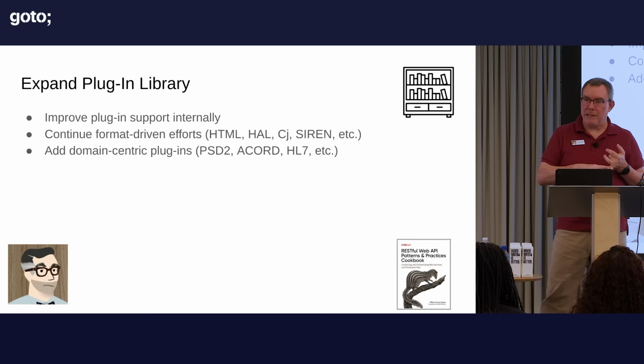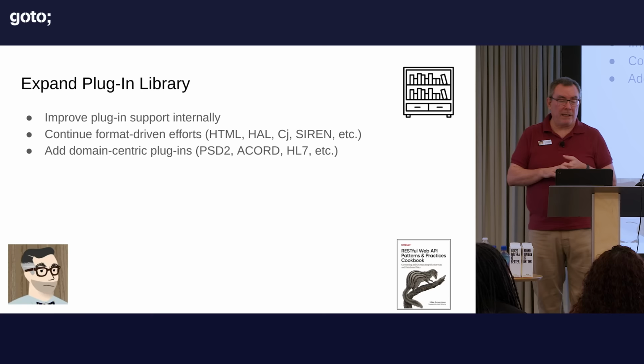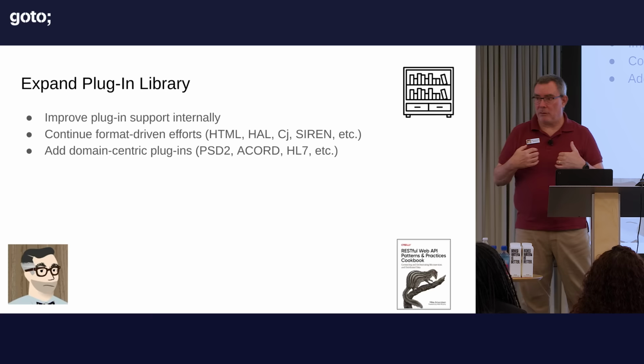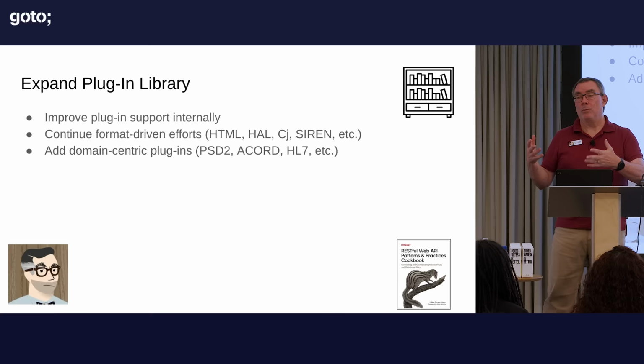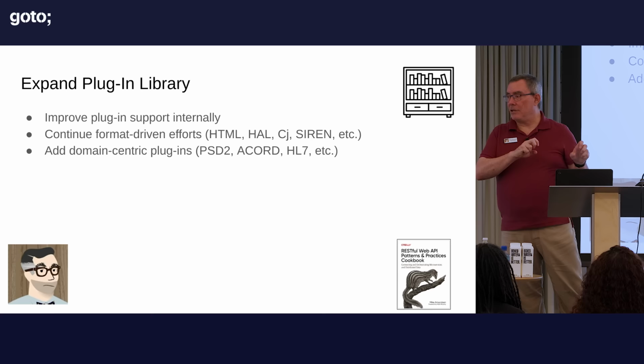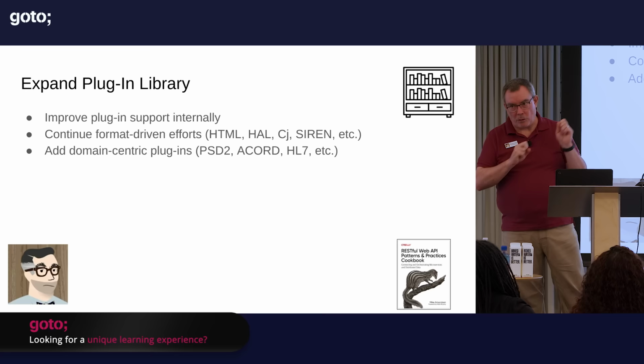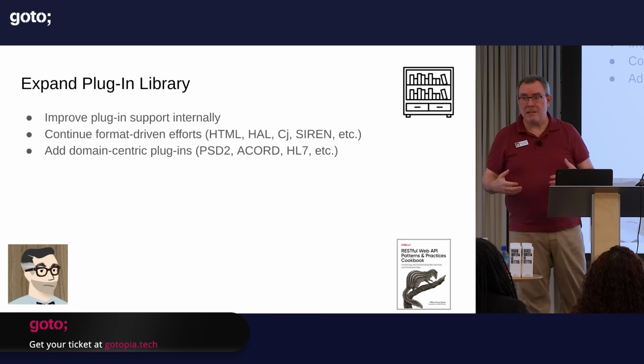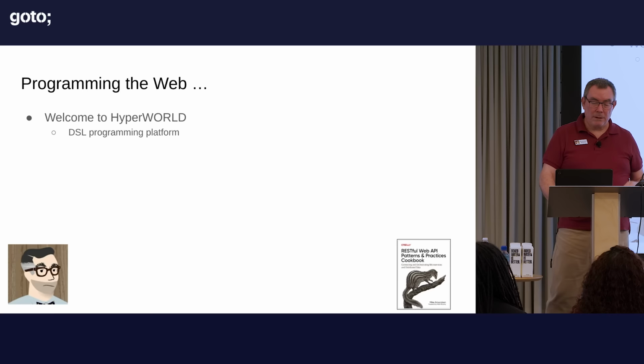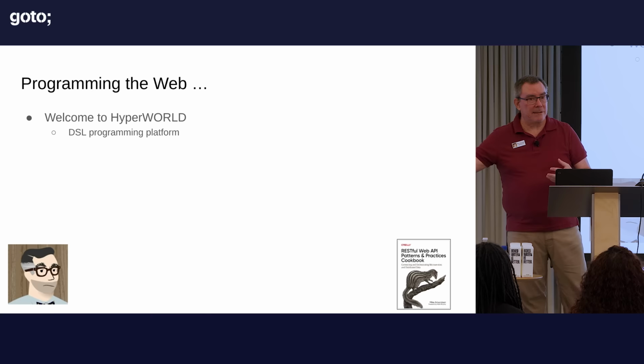More format-driven, but especially more domain-centric languages. I focused on document languages like HAL and CollectionJSON and Uber and Mason, but you could write a PSD2 plugin. So you would speak PSD2, right? And it would know to do the authentication, it would know what account objects are and so on and so forth. You can do ACORD for insurance, you can do HL7 for health. There are dozens and dozens of these domains that are creating API libraries, and you can make that part of a plugin as well. So it's a DSL programming platform, actually. You basically get to write some of your own DSLs. I started with sort of the core, but in user land, you can do all sorts of things.